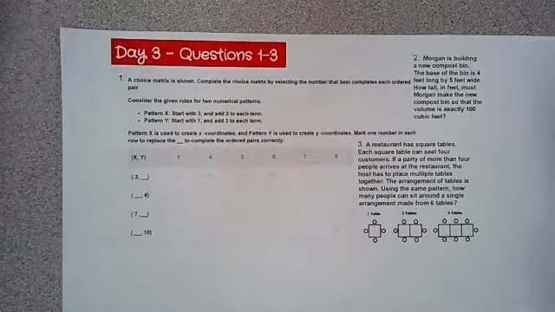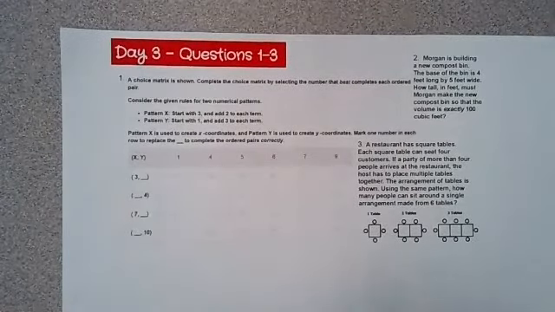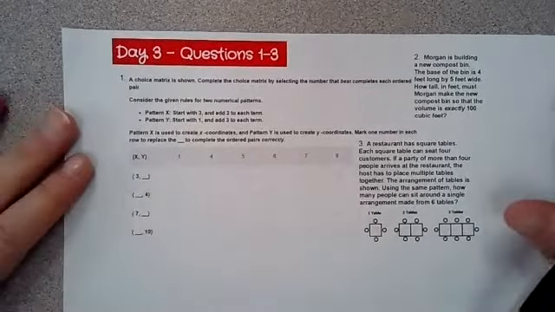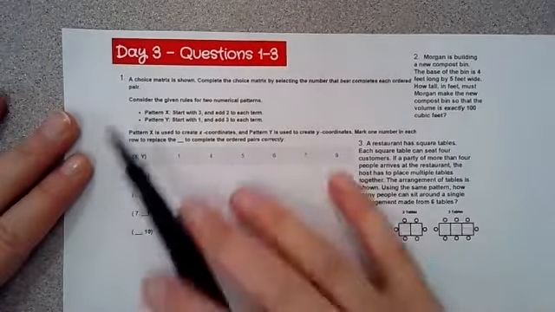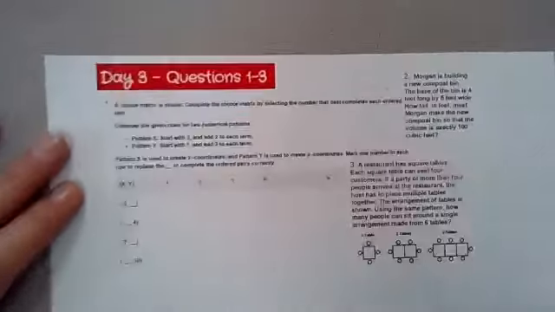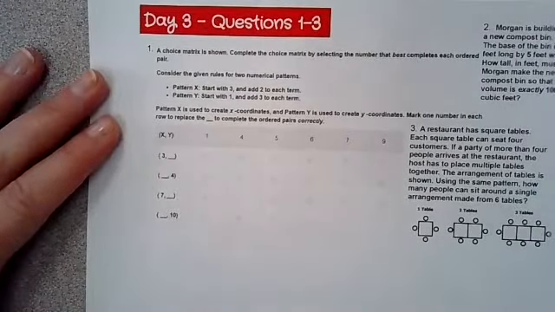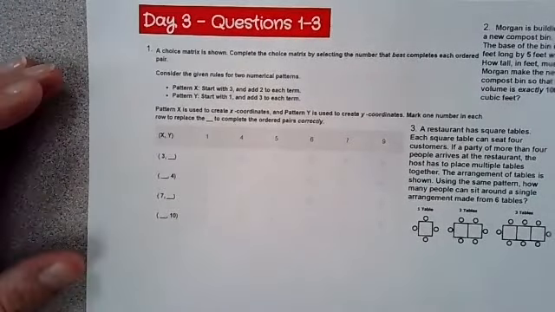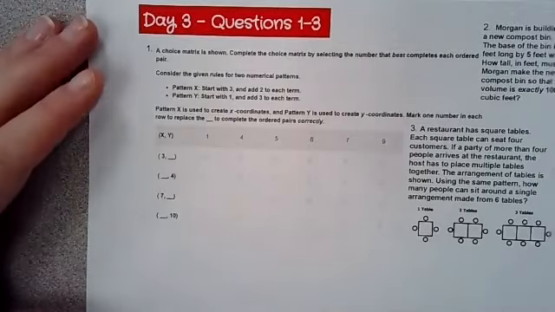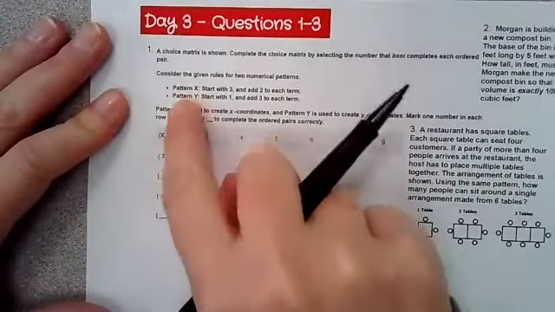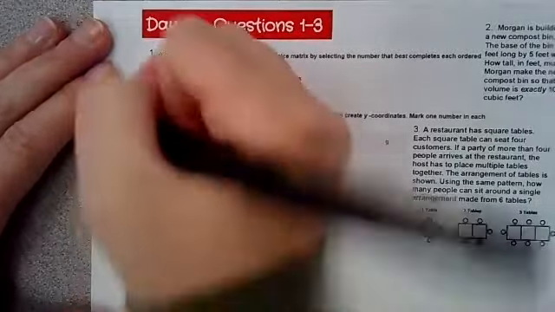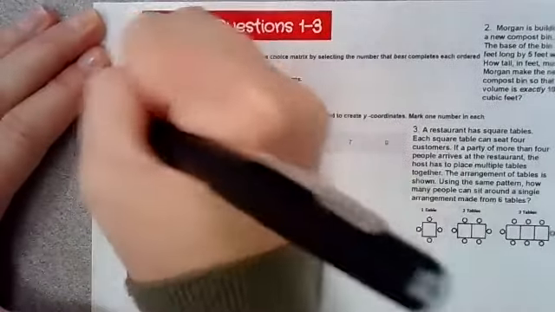All right, so we are on day 3. This is week 12. So this says, number 1, a choice matrix is shown. Choice matrix, that's a fancy word for all of these bubbles, okay? Complete the choice matrix by selecting the number that best completes each ordered pair, okay? And then it gives you patterns, pattern X, pattern Y. And when you hear X and Y, you know right away you are going to make a T-chart, okay?